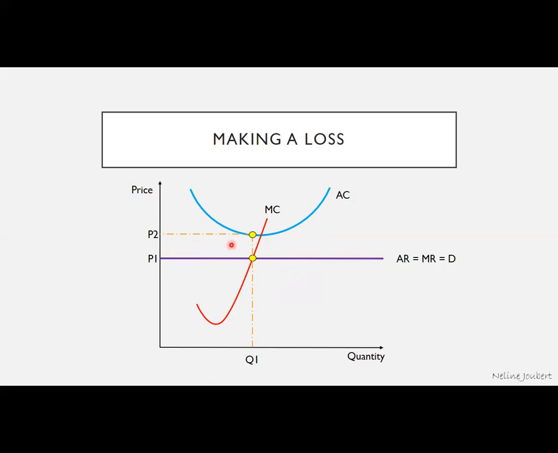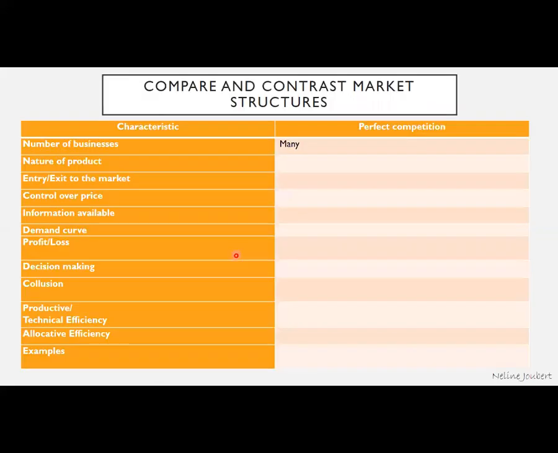Now, the firm will only be able to operate at a loss in the short run. There isn't any business on the face of this earth that will be able to continue indefinitely making a loss. And therefore, this producer will eventually leave the market. So let's quickly do a summary of all of this. How do we compare the market structures?